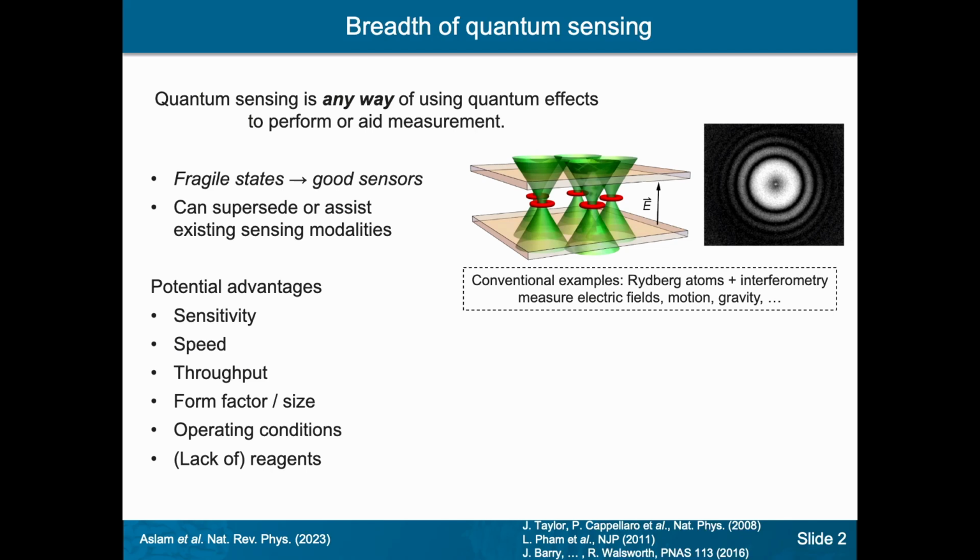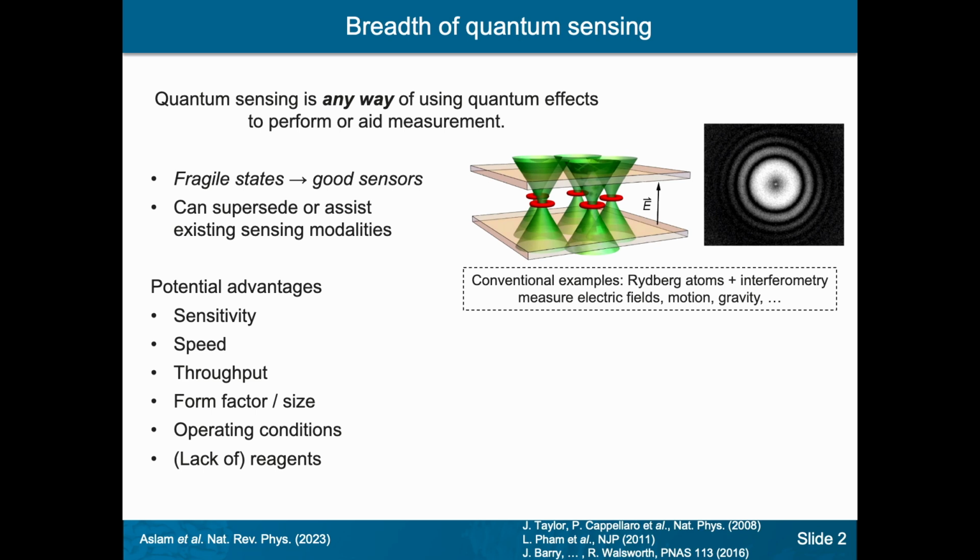Okay, so first, what is quantum sensing? Quantum sensing is you use the fragility of quantum states in order to sense things. And quantum states are very fragile, so you can make very good sensors out of them. And there are various types of quantum sensors to detect all kinds of things, as we'll discuss later. But as with any sensor, you can characterize some figures of merit: sensitivity, speed, throughput, how large it is, how much power it takes, et cetera.